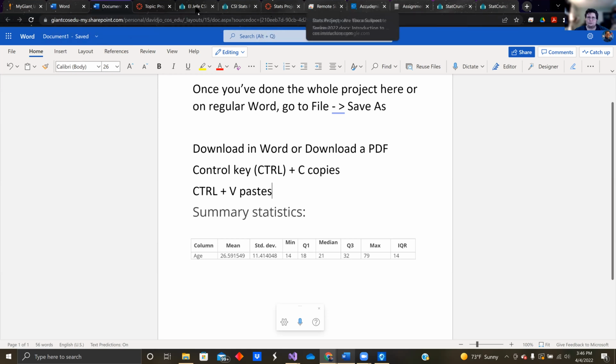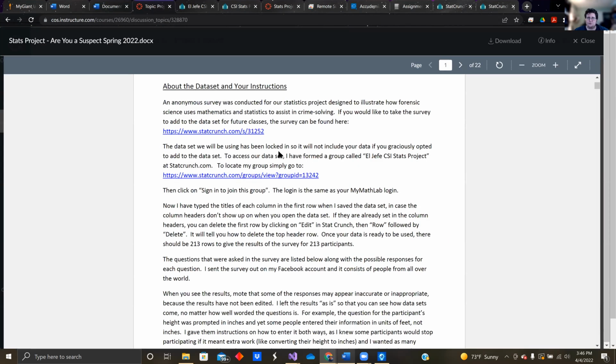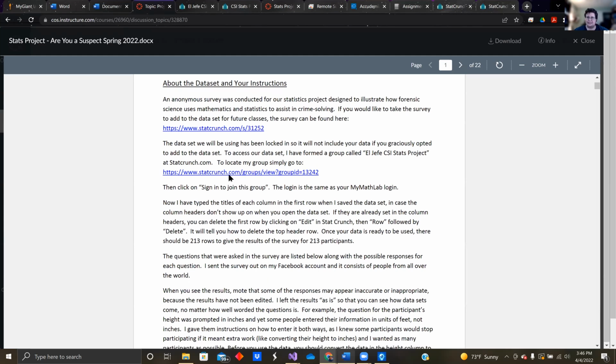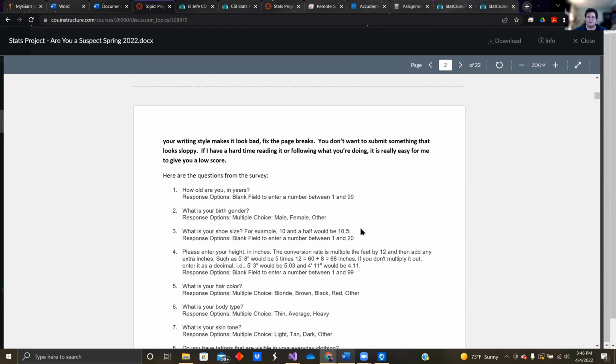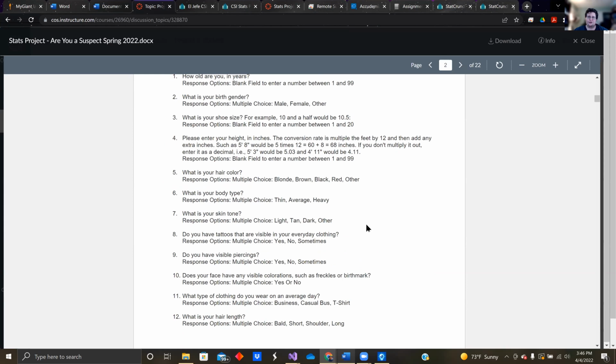The general file gives you tips on what you should do in the beginning. So you do not skip over this, read this. It'll give you tips. Here are the questions, just so you know what they are. Notice that when I asked people their heights, some people did it both ways. They didn't convert. They were supposed to put their conversion of feet into inches.